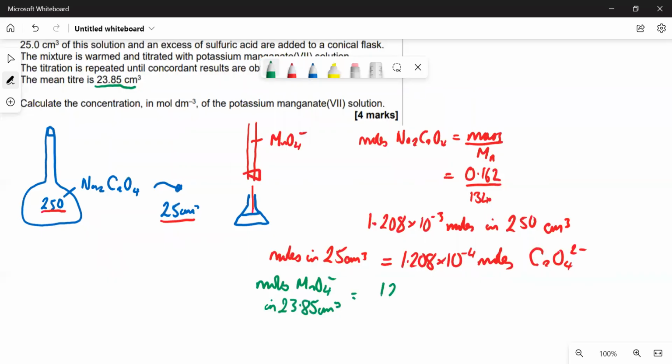That's going to be 1.208 times 10 to the minus 4. Now it's a 2:5 ratio, so we're going to multiply it by 2/5. That gives us 4.836 times 10 to the minus 5 moles of manganate. Look what volume that's in. That's in a volume of 23.85.